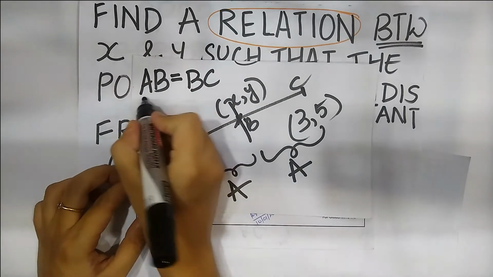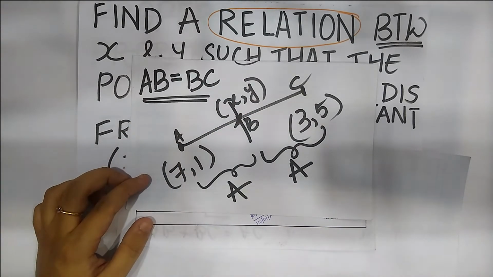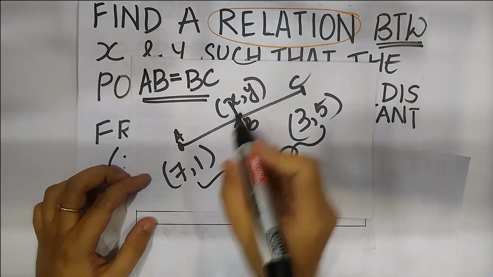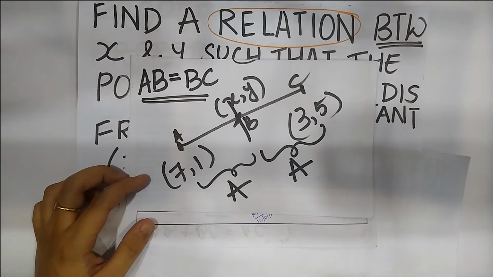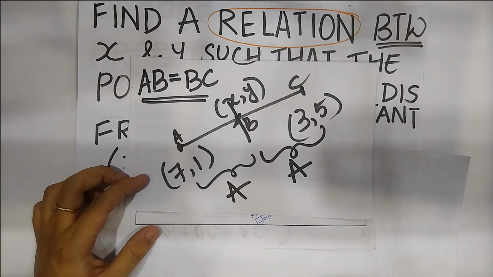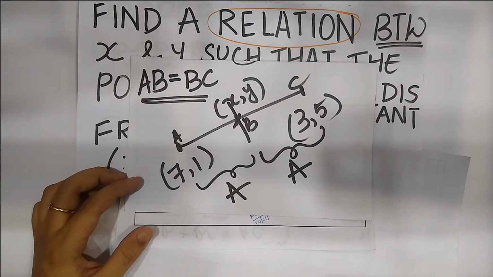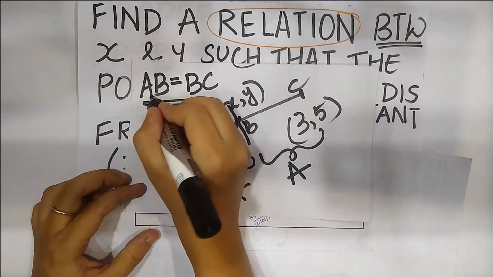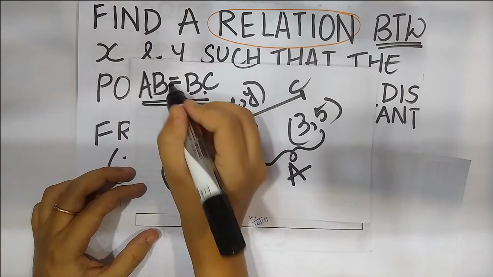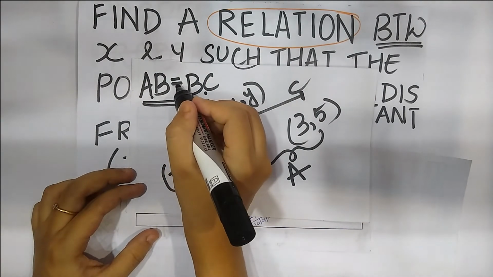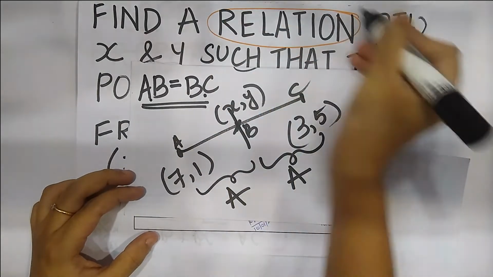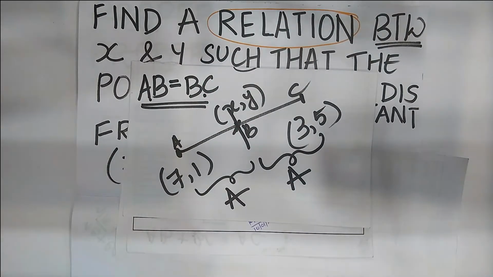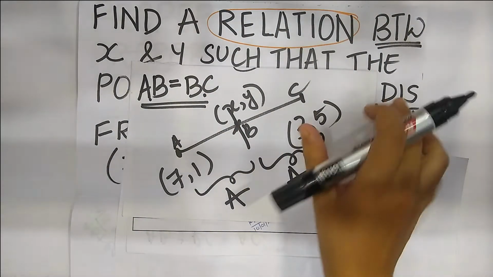Using the distance formula, you know that to find AB and to find BC, you have to use the distance formula. That is what we've been doing throughout this chapter. After finding the distances, we'll have to equate them, and that will give us the equation or relation that we are talking about here. So let us do that first.